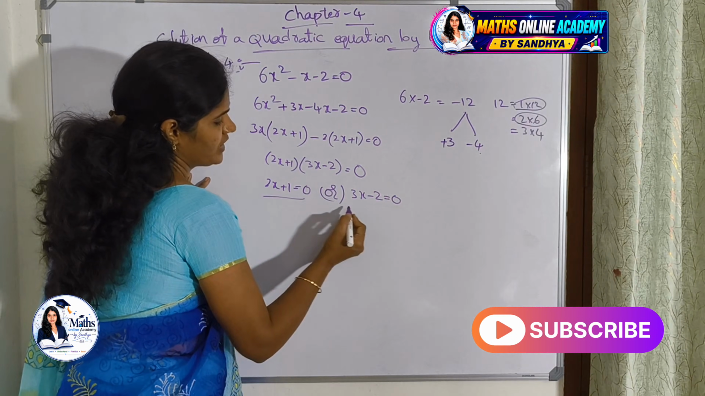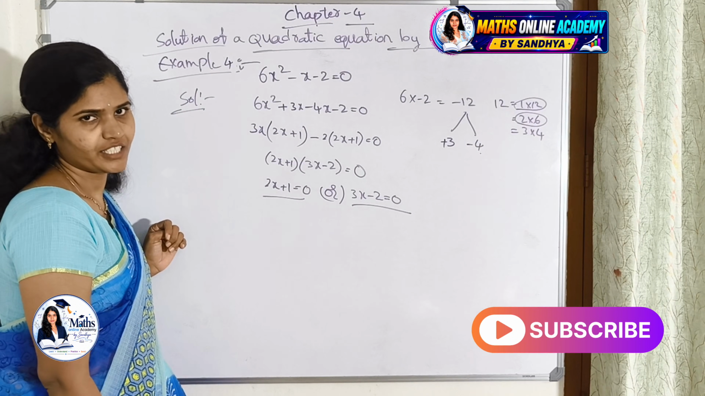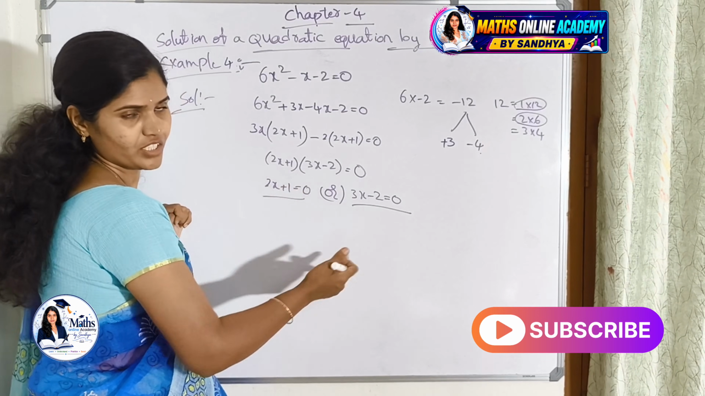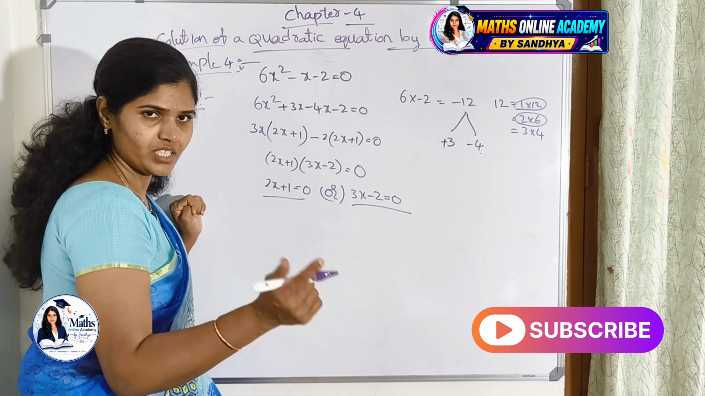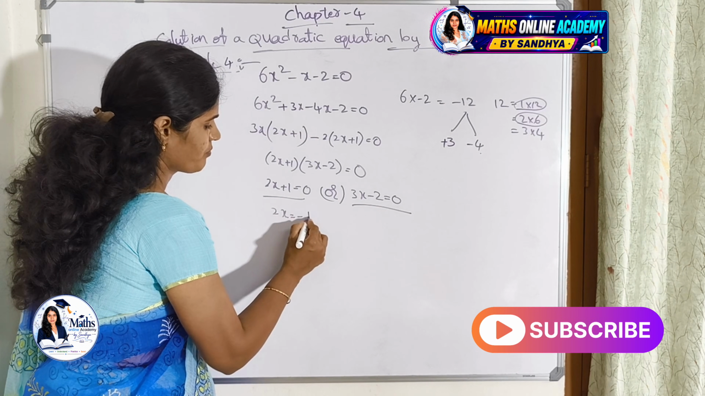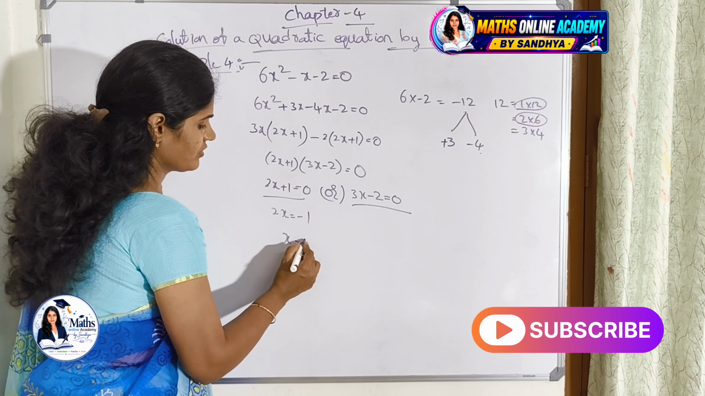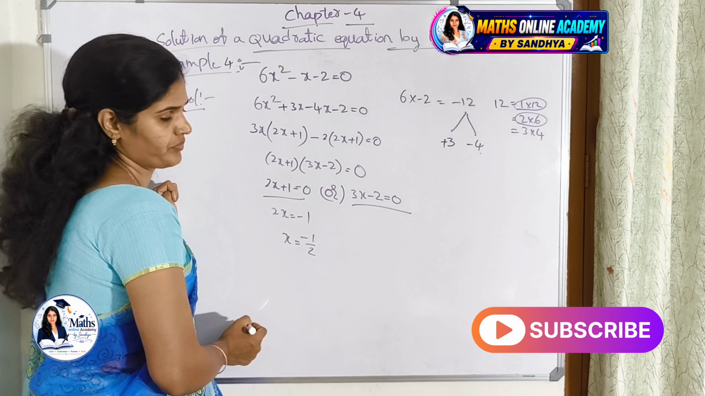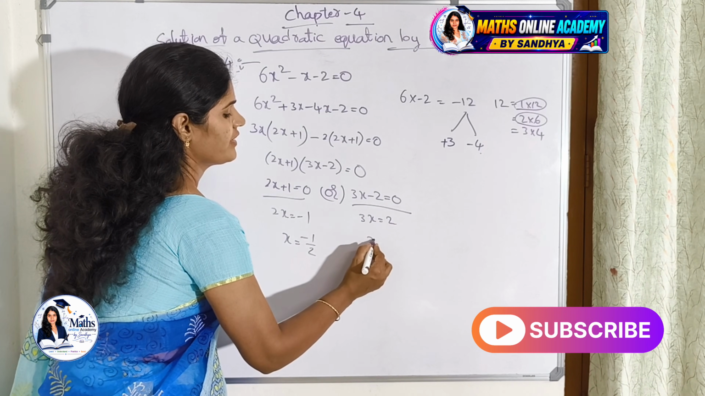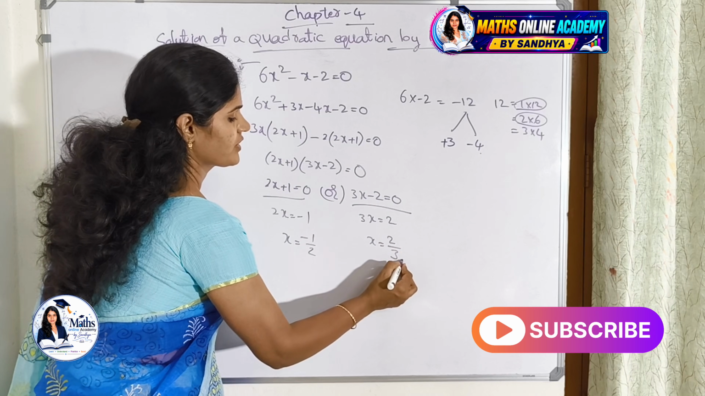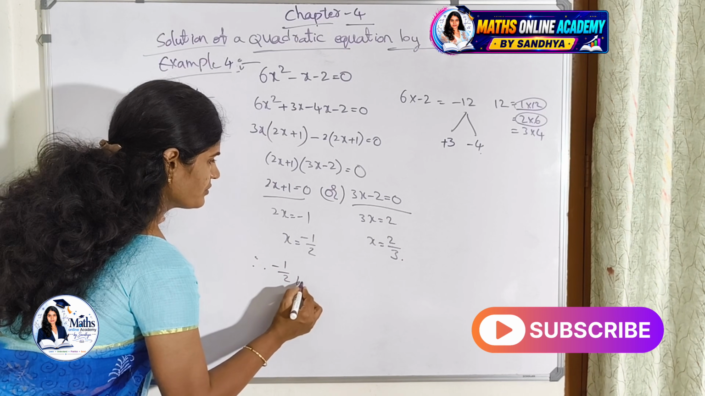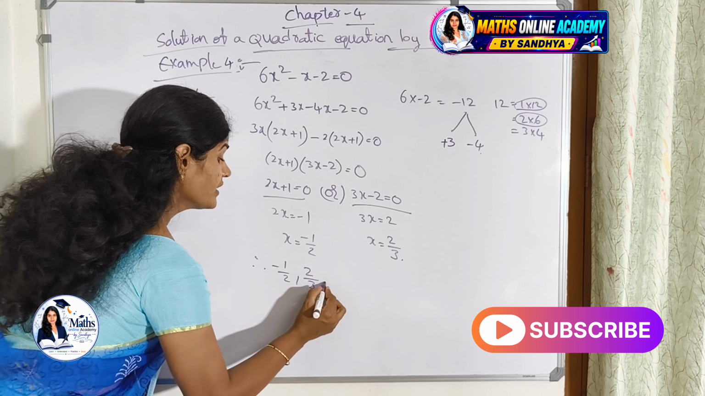These two are the linear factors, na? Linear equations. What is a linear equation? This is x power 1. Okay, equating to 0, you get the linear factor. 2x equal to minus 1, x equal to minus 1 by 2. And here also the same. 3x equal to 2 and x equal to 2 by 3. Therefore, minus 1 by 2 and 2 by 3 are what?